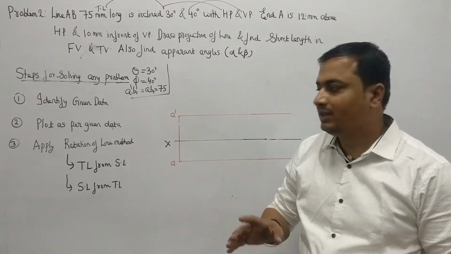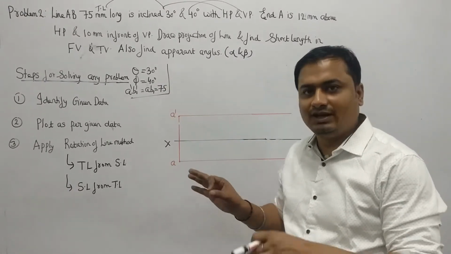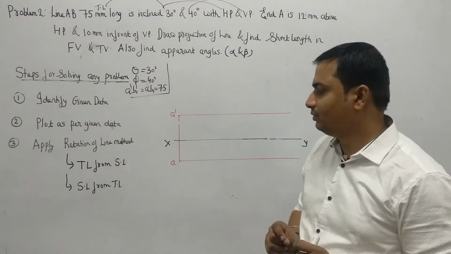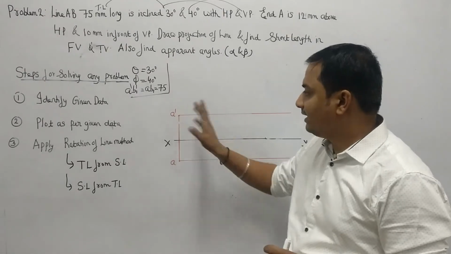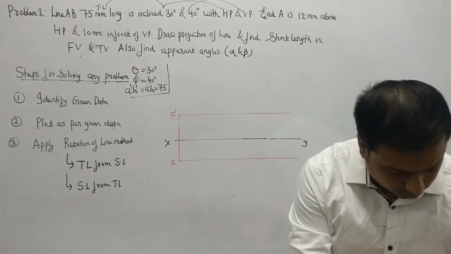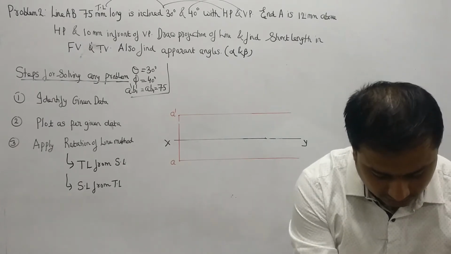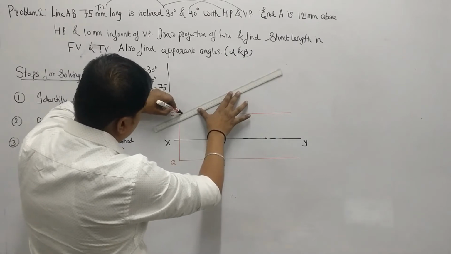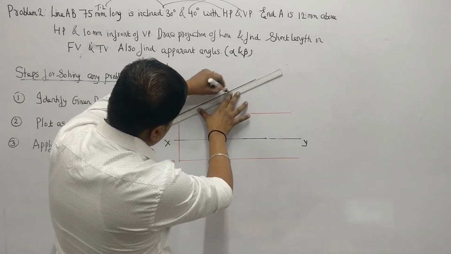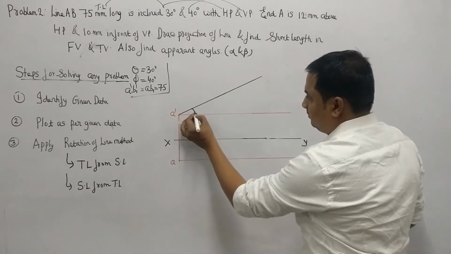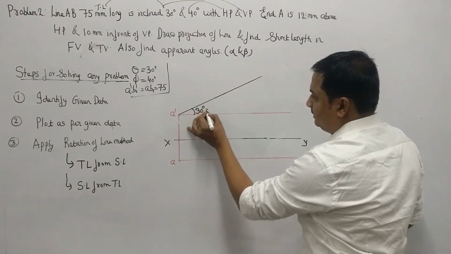Theta is the angle made by A dash. This also we have seen in the projection of line video; you can again refer to that. Theta is the angle made by A dash because that is the HP angle. So plot 30 degrees from A dash. Suppose this is the 30 degree line from A dash, so this is my theta, 30 degrees.